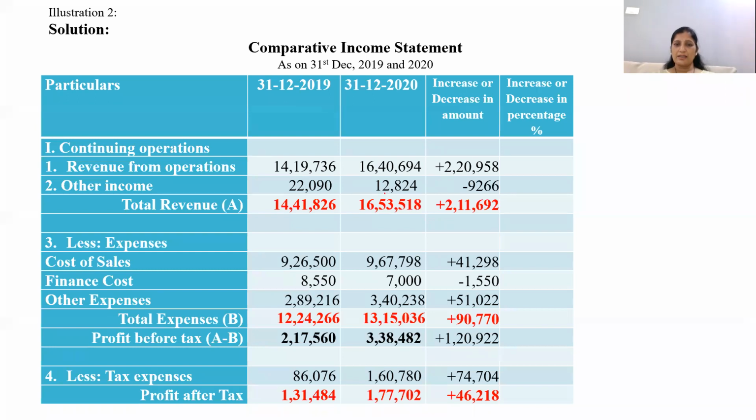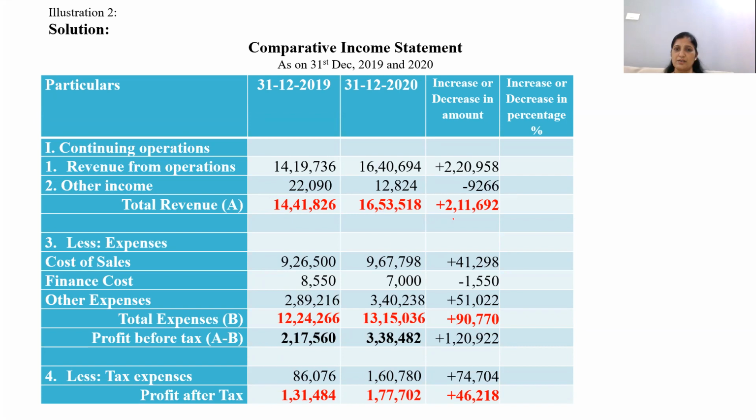Here you see this is 12,824 minus 22,090. What is happening? Other incomes in 2019 is 22,090, but other income in 2020 is reduced to 12,824. So this is 12,824 minus 22,090. You are getting it as minus 9,266. All of you have got this minus. Next, total revenue will be like this.